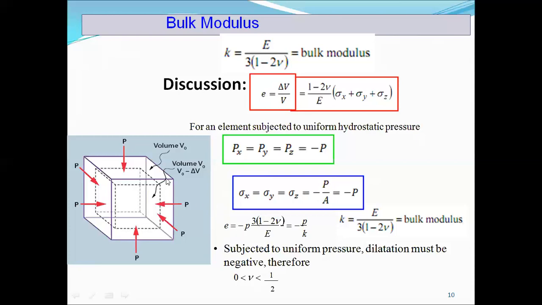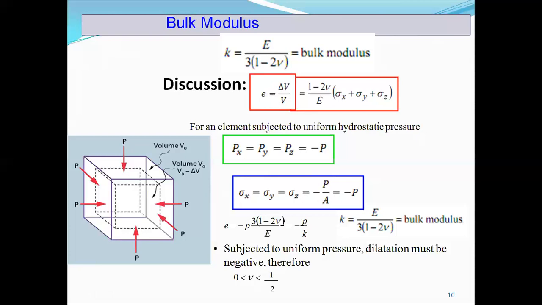Also, we could visualize what would happen to the material if it is subjected to a compressive load in all three directions. It would reduce in all three dimensions. Its volume would reduce. Dilatation would be negative. The change in volume per unit volume must be negative. It can never be positive. If somebody says that it is positive, it is completely nonsense.